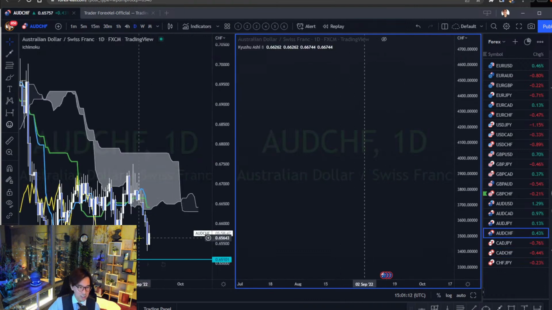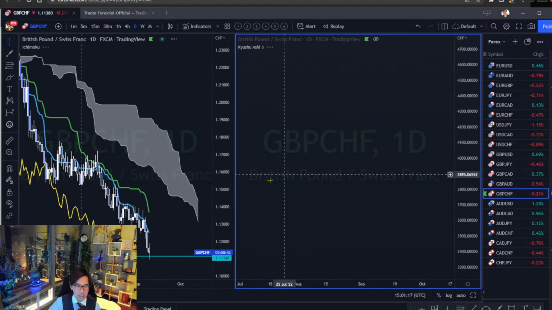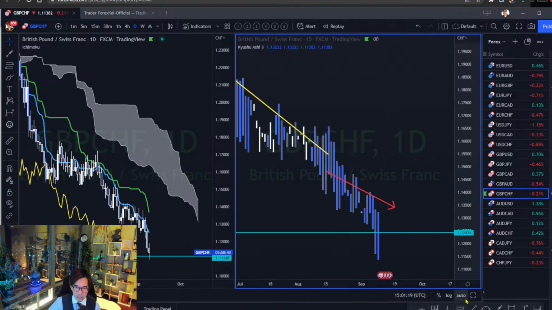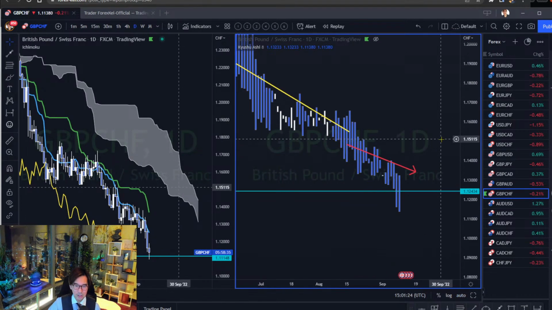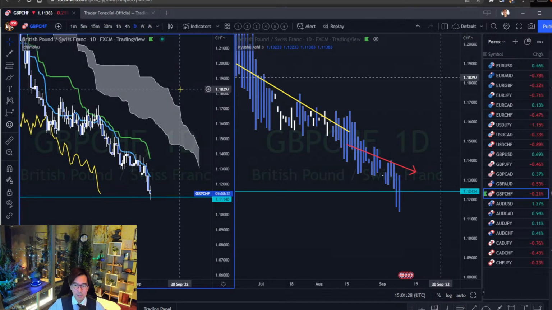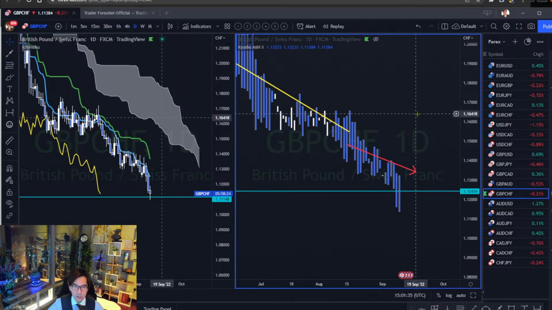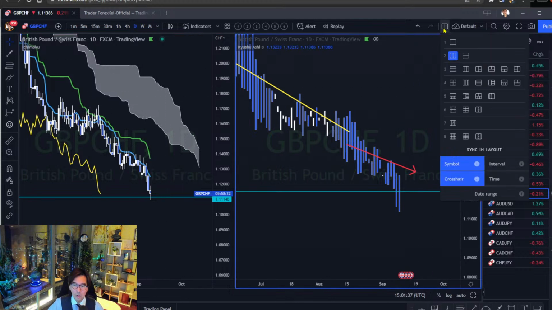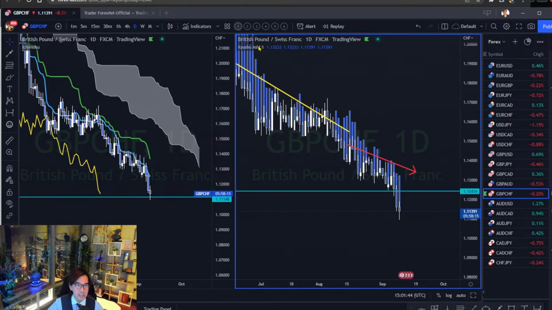AUD Swiss franc is retracing back a bit this week, and pound Swiss franc is also going down, and Kyushu Ashi continuously shows bearish, so it's a stable downtrend. So I think pound Swiss franc looks the best today. Let me lastly look at this one in multiple time frames and see where possibly we can enter the trade.